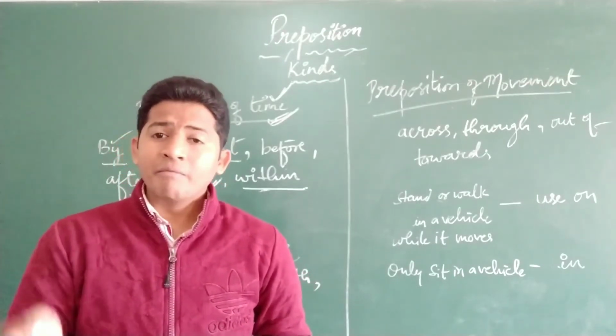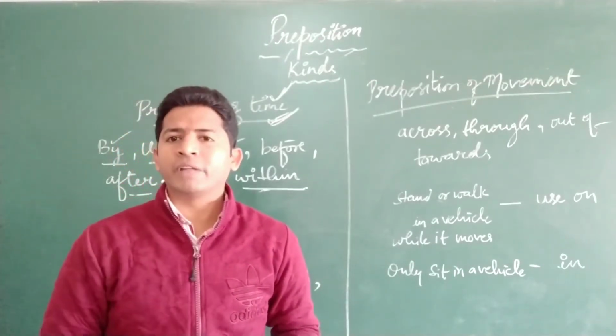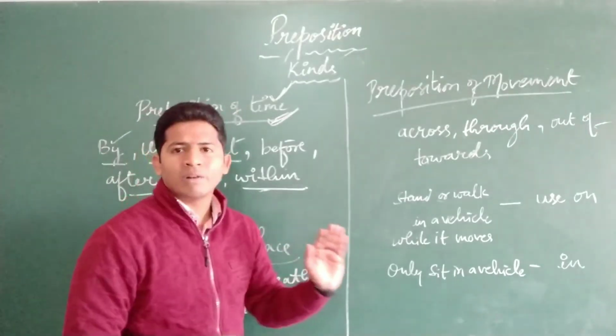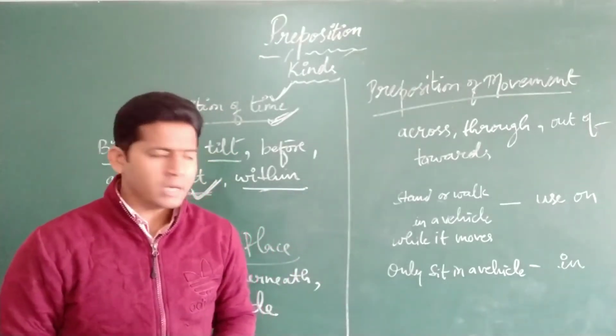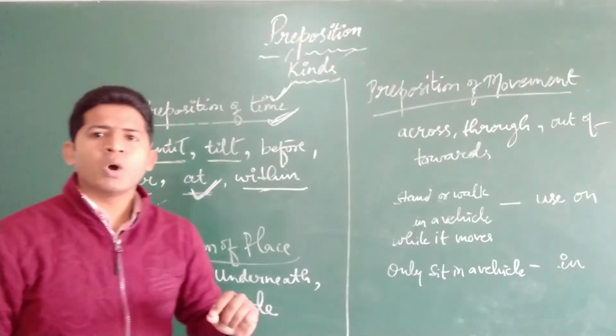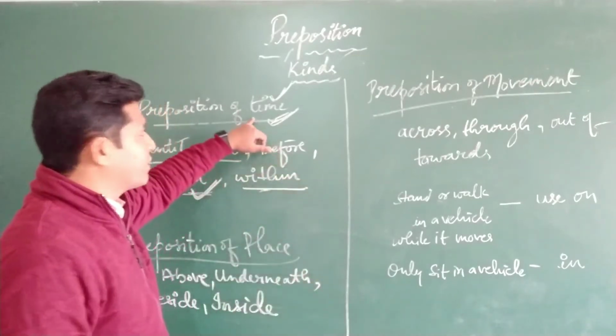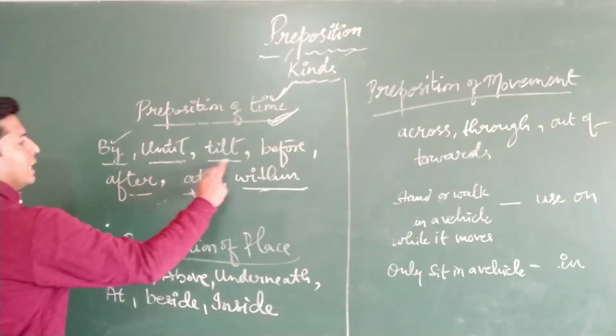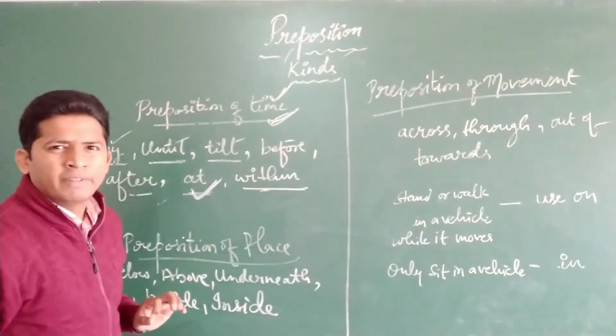If I say I'll come within or before 12:05, that means the clock will not show 12:05 yet and you will come. Right? So these are prepositions of time. Such words which show relation in the context of time are prepositions of time. Some prepositions of time are by, until, till, before, after, at, or within.